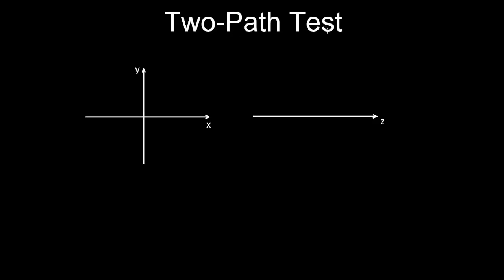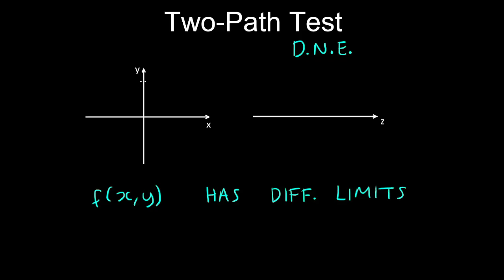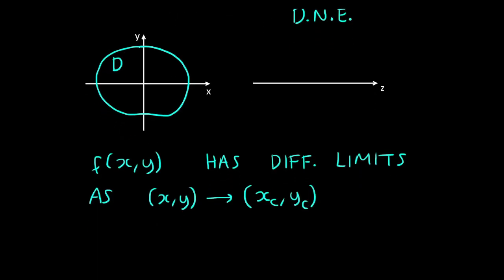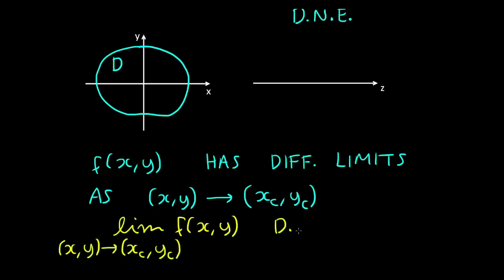We can use the two-path test to determine if a limit does not exist. So if we have a function of two variables that has different limits in its domain, as x, y approaches a fixed point with coordinates xc, yc, then the limit of this function as x, y approaches point C does not exist.